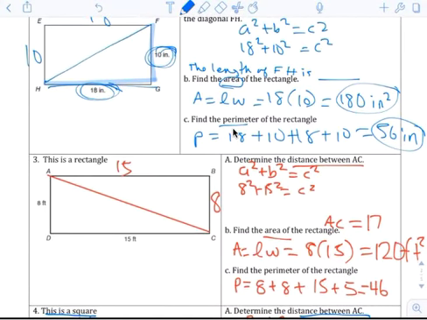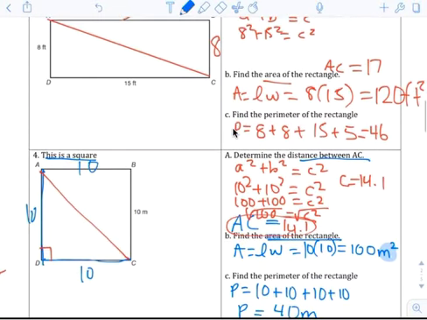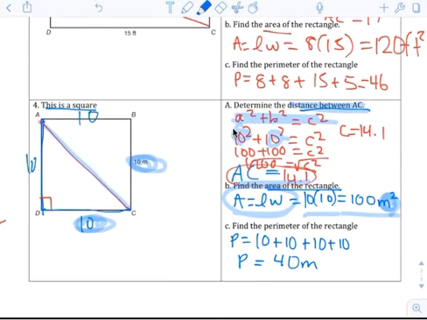Same thing here. It's the same problem. You start finding the distance of AC by doing the Pythagorean theorem. And then these are the legs, so you put it in. You add, take the square root, and you get your answer for the diagonal AC. And then again, area is length times width, so 10 times 10, with centimeters squared. Perimeter, you add all the sides. Okay, you get 40 centimeters.